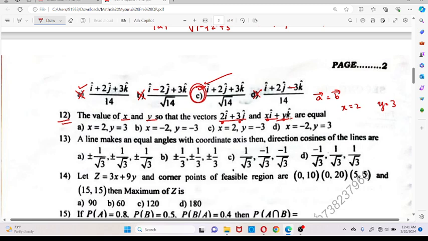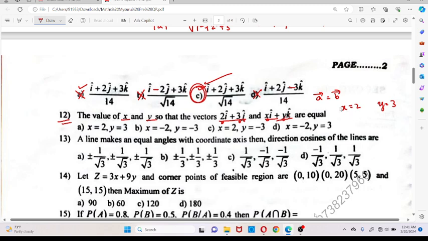Sorry, here it is K cap, here it is J cap. So J cap is missing. So definitely X is equal to 2 and your K value is, sorry, Y value is what? 0, because here K coefficient is 0.